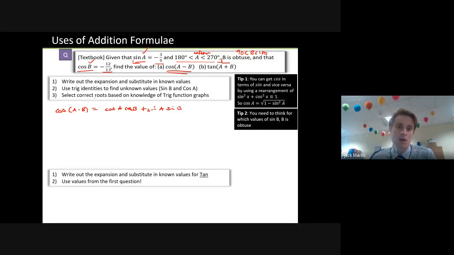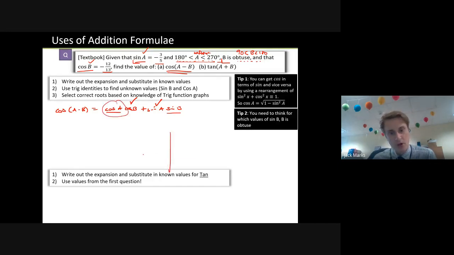Okay. Well, what do we have? We have sine A already, and we have cos B already. But you'll notice there's an obvious problem. We don't have cos A, and we don't have sine B. So that must be what this other information is for. So what can we do? Well, I'm going to start with cos A.